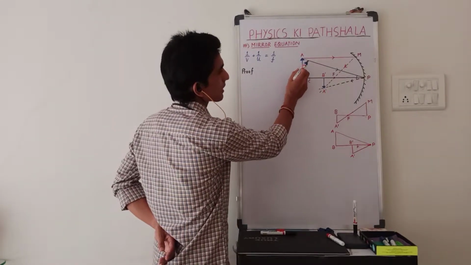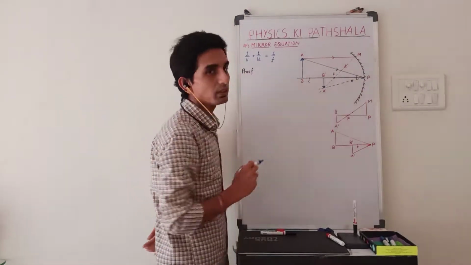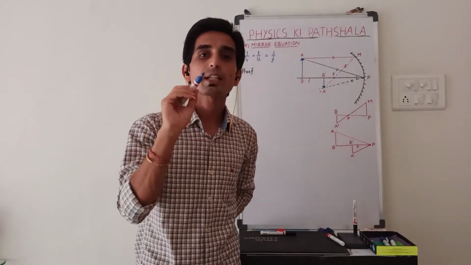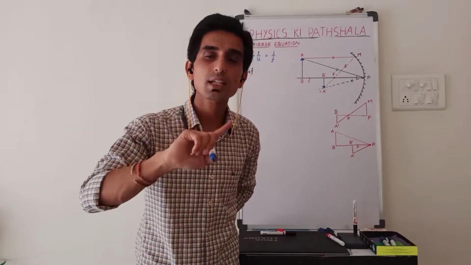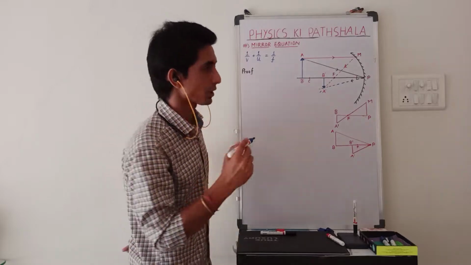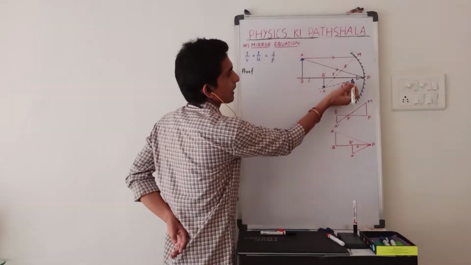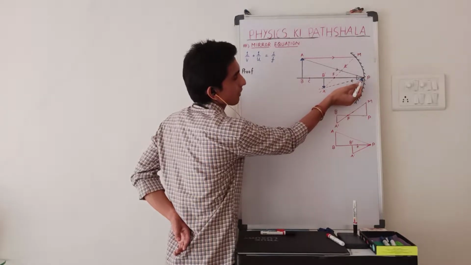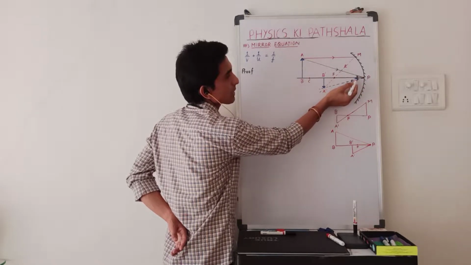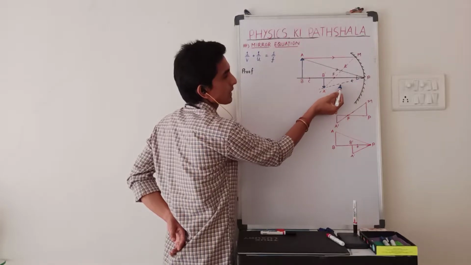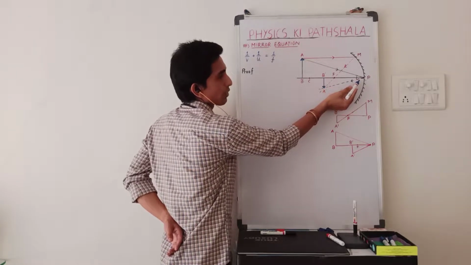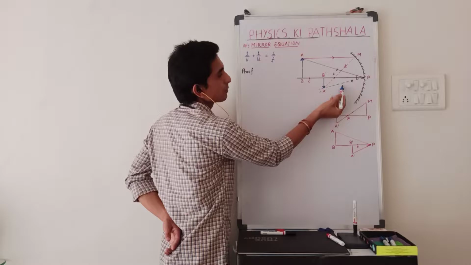Another ray is incident at the pole. We know that the ray which is incident at the pole is reflected at the same angle. So let us say the angle of incidence has some value, then the angle of reflection will also be the same, meaning these two angles will be equal. After reflection I have drawn this line dotted.